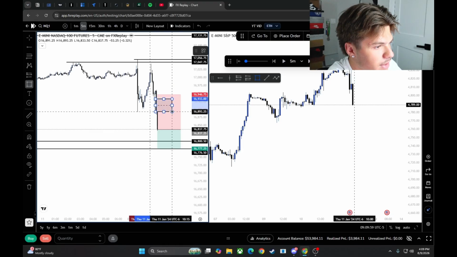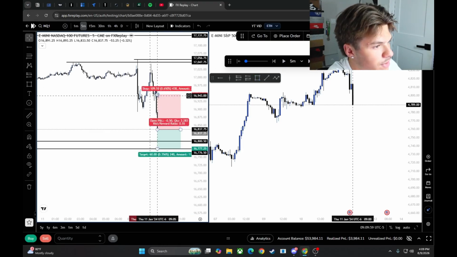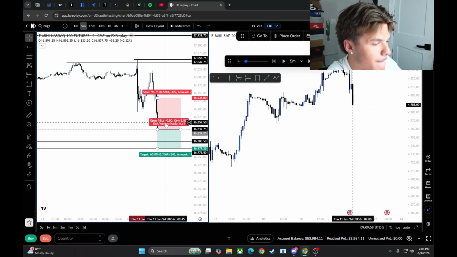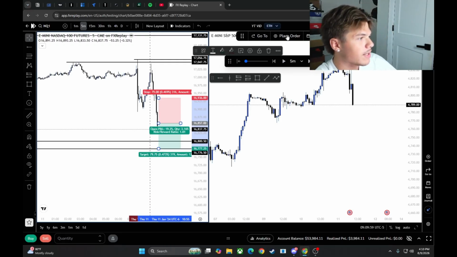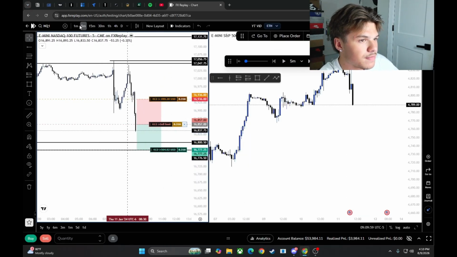But we have this gap right here. So all I really want to do is cover that just in case we retrace. I'm not going to enter 0.61R, obviously. So what I do is I just set a limit for 1-to-1 and hope I get tagged in. So let's see.